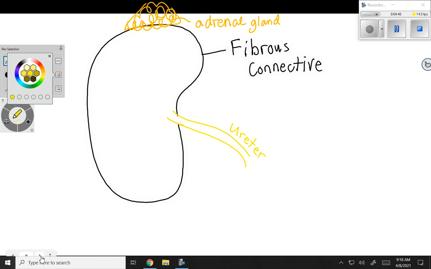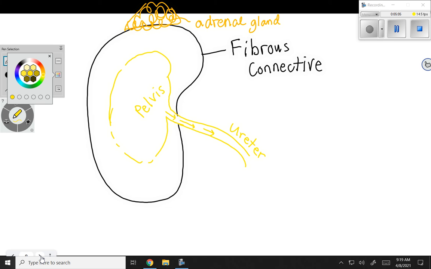There is a whole intersection right in here. Let's draw it a little bit higher so we take up a little bit more space. This is called the renal pelvis. It's basically like a bowl, and it collects the urine, and then the urine is able to travel out this way down the ureter.